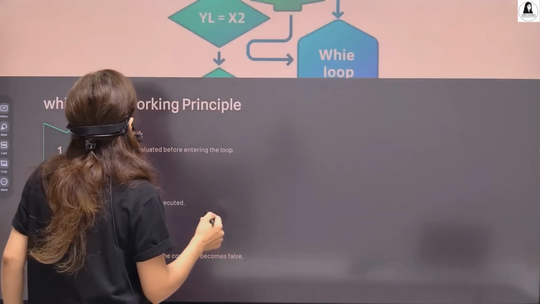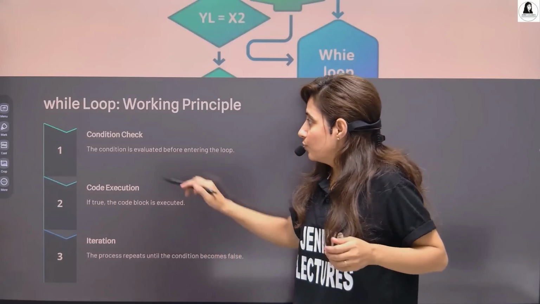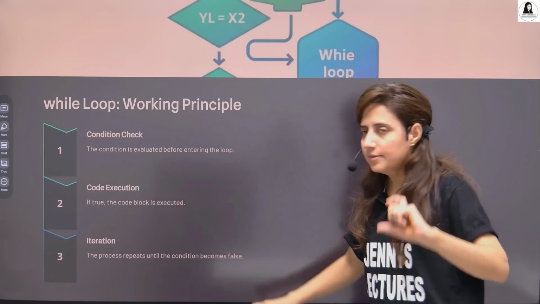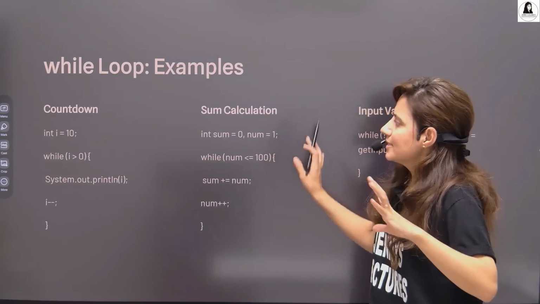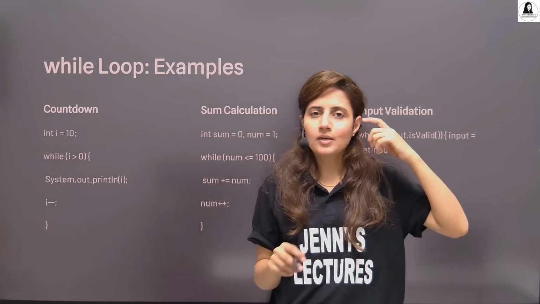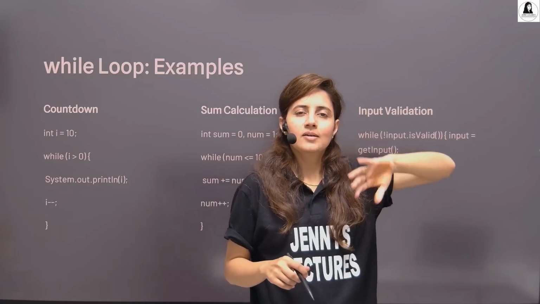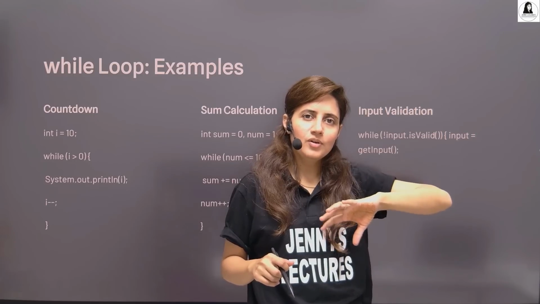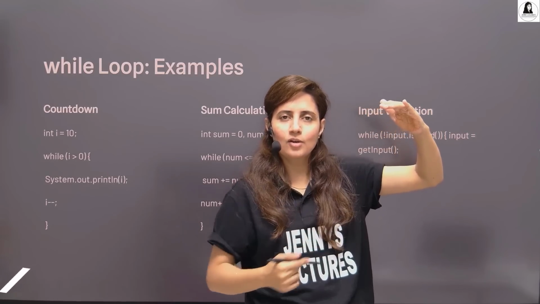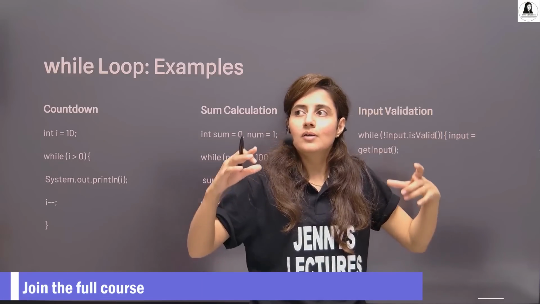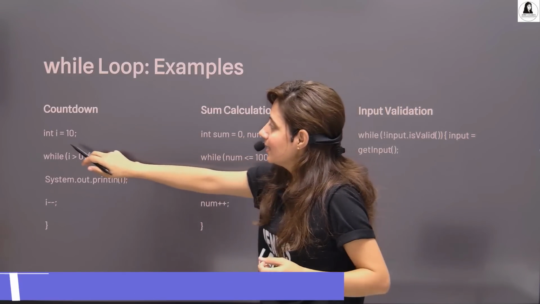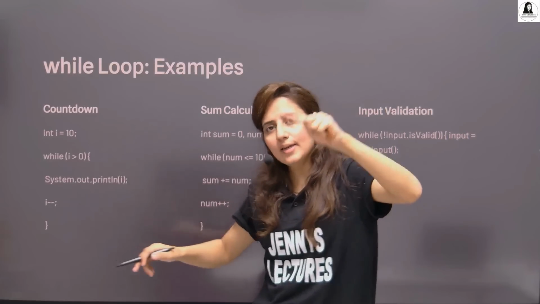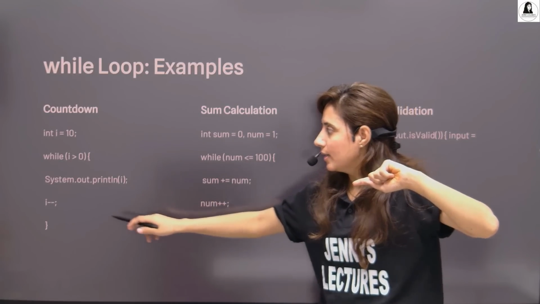Now this is the working. First condition check, then execution of that code, and then again iterate till the condition is true. An example for a while loop is a countdown, like Diwali is coming, so from 10 to 1 we count down: 10, then 9, 8, till 1, and then Happy Diwali. Or on New Year also, generally there is a countdown like 5, 4, 3, 2, 1, Happy New Year. So it's like first i is equal to 10. While i greater than 0, just print i and do i minus minus.